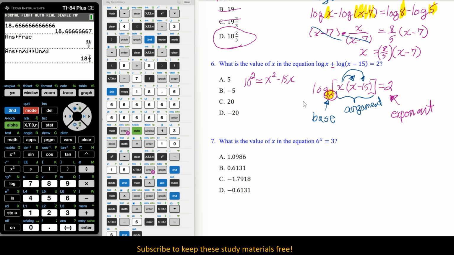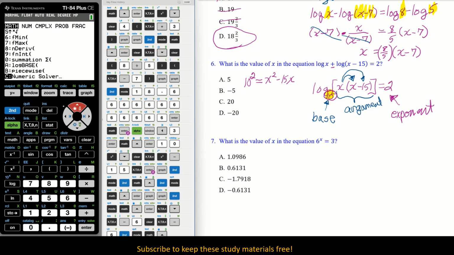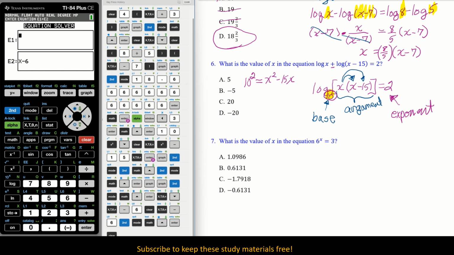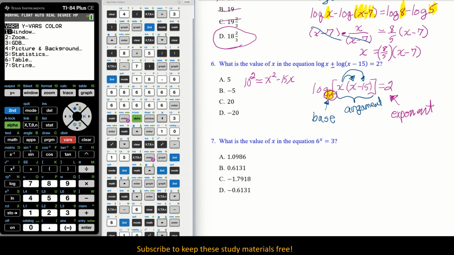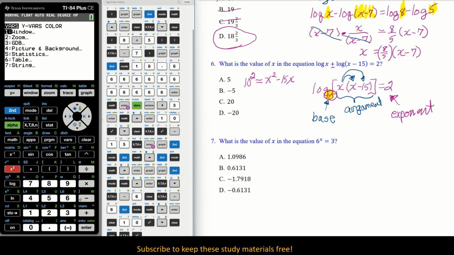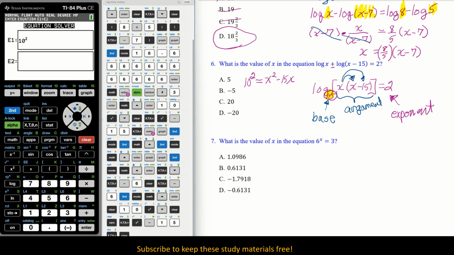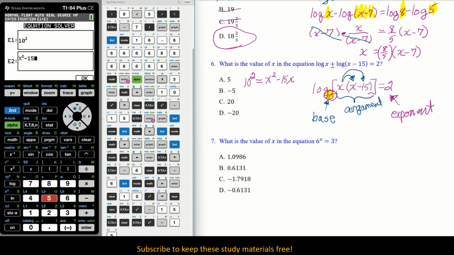All right, so we say math, arrow up. It's highlighted on C, push enter. Okay, so let's clear this out. So we say 10 squared. Arrow down, clear it out, and we have x squared minus 15x. Uh-oh. Not sure what I pushed. I need to pay attention. Minus 15x. Double check our entry.